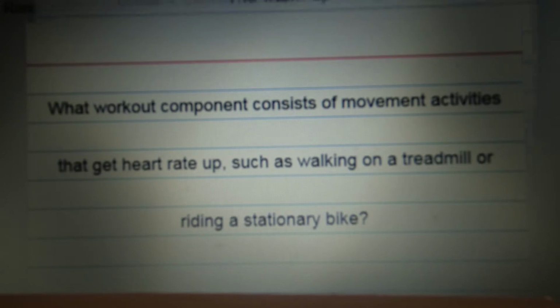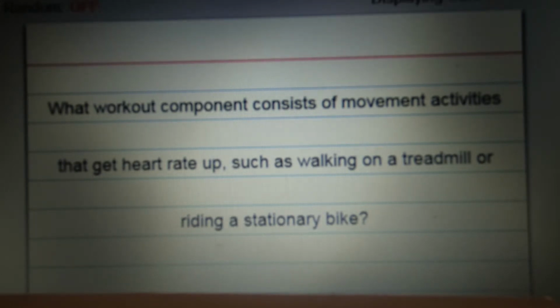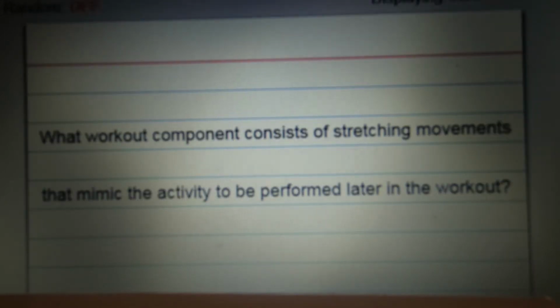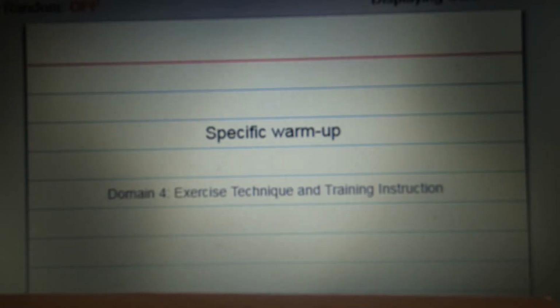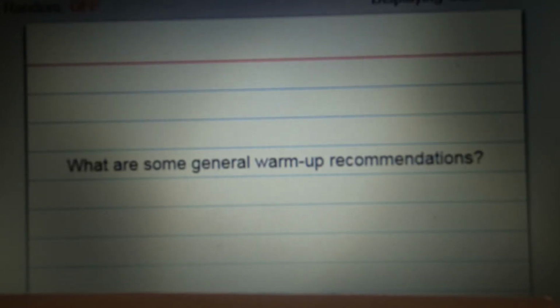What prepares body and mind for physical activity, increases heart rate and respiration rates, and increases body temperature? The warm-up. What workout concept consists of movement activities that get heart rate up, such as walking on a treadmill or riding a stationary bike? General warm-up. What workout component consists of stretching movements that mimic the activity to be performed later during the workout? Specific warm-up.